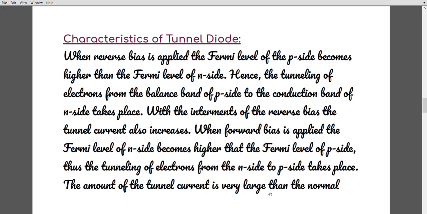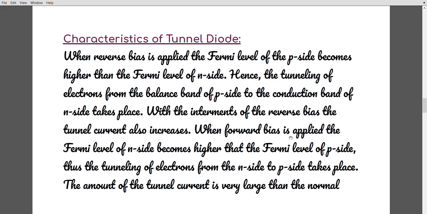Now if we move to the characteristics of the tunnel diode, when reverse bias is applied, the Fermi level of the p side becomes higher than the Fermi level of the n side. Hence, the tunneling of electrons from the valence band of the p side to the conduction band of the n side takes place. With increments in the reverse bias, the tunnel current also increases.